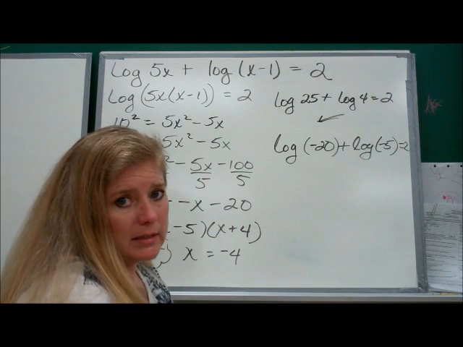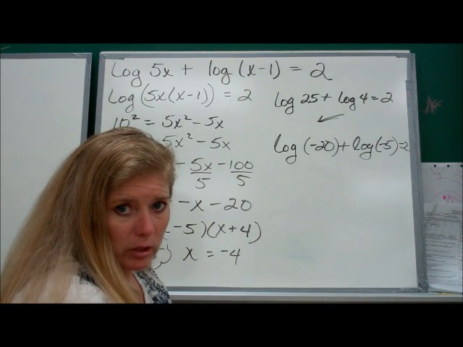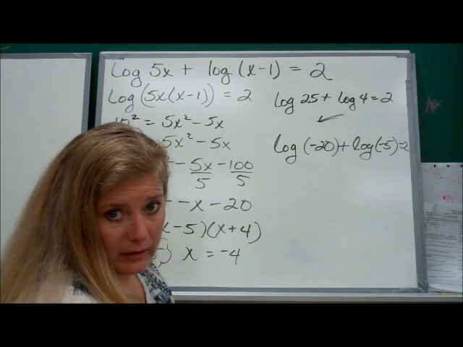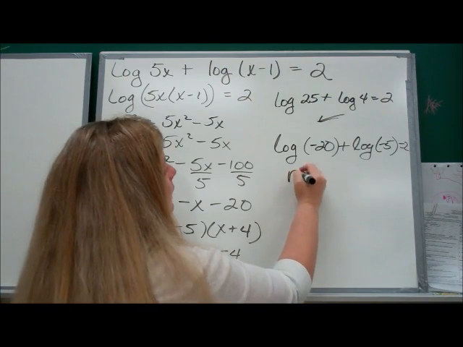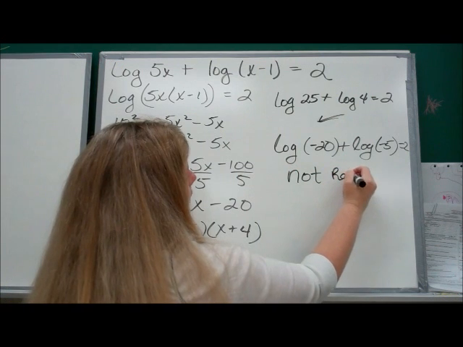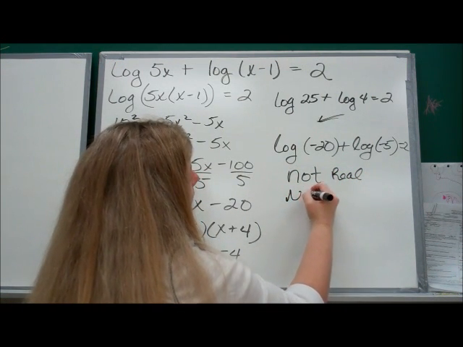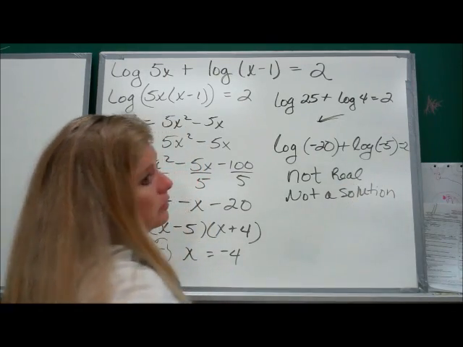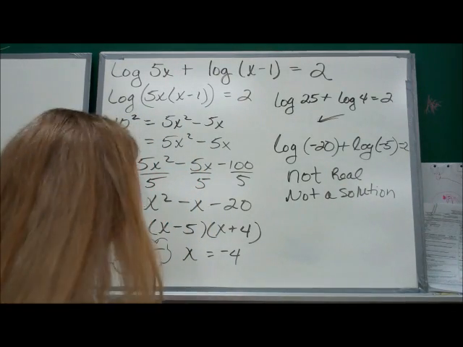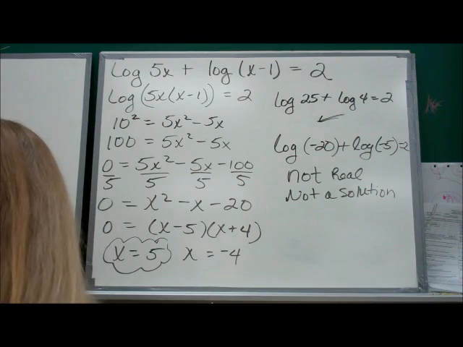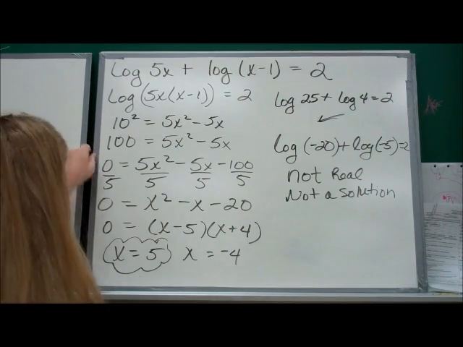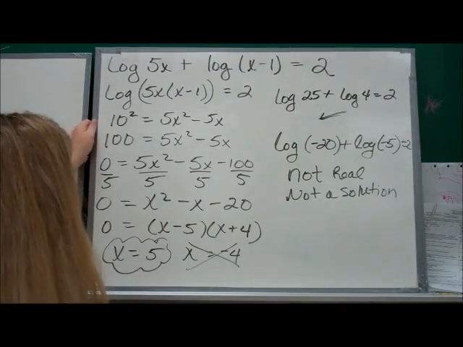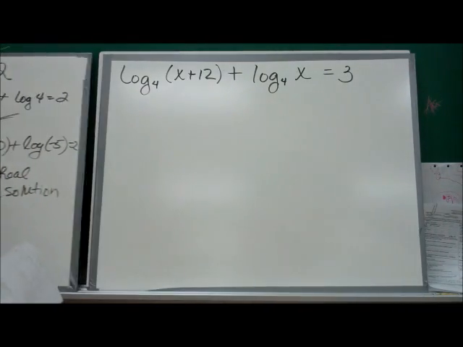Some of you would say 10 to the negative 2 is negative 100, but I think you're out of your mind. So, no. The fact is, this is not real, so it is not a solution. If you put that into your calculator, it'll tell you an error. So this is what's called an extraneous solution. We get those sometimes with logarithms.